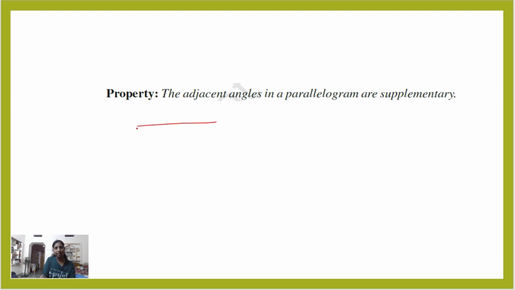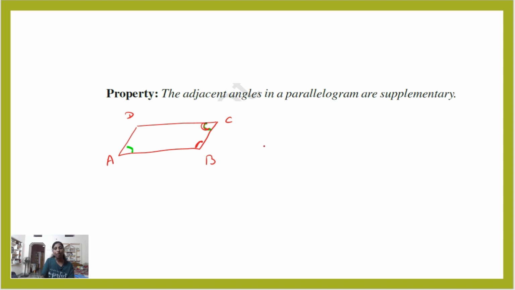Suppose we have a parallelogram ABCD. Then angle A and angle C are opposite angles, and angle C and angle B are adjacent angles, which are not opposite. These are adjacent angles. So the adjacent angles in a parallelogram are supplementary.